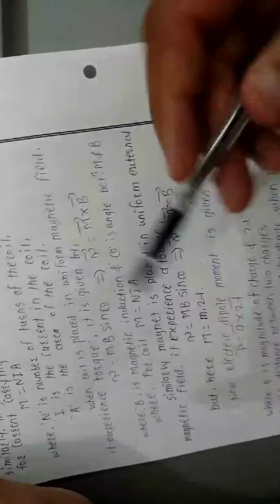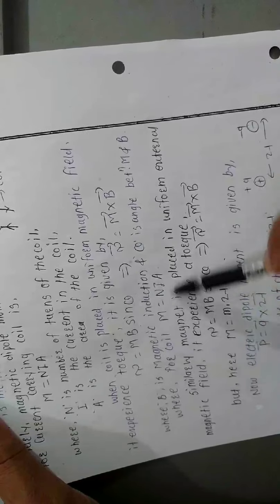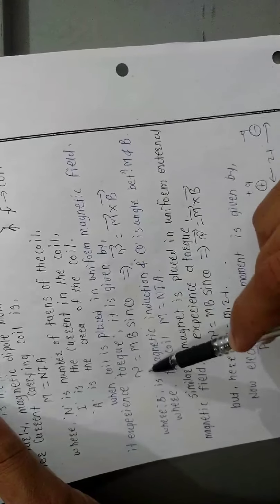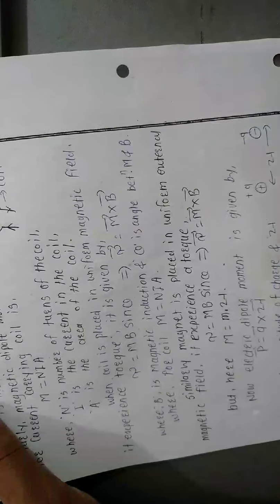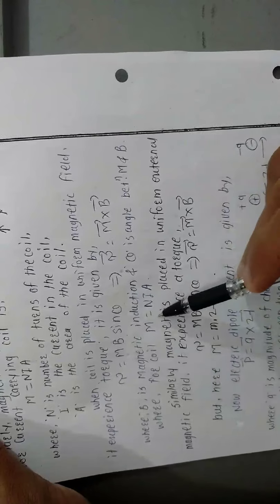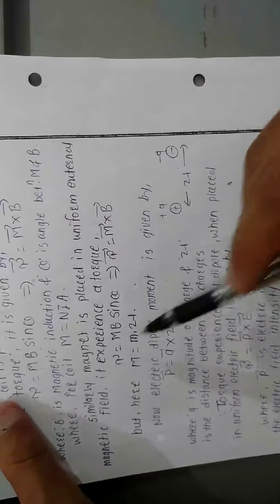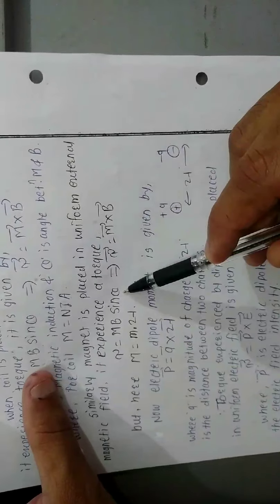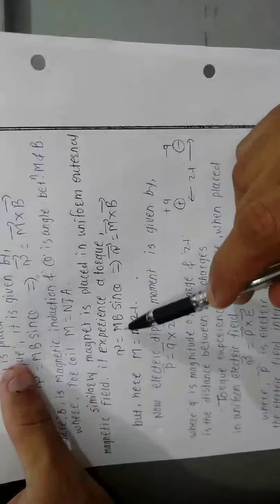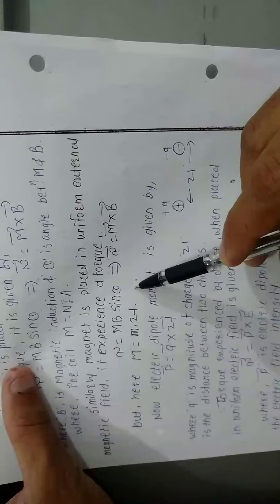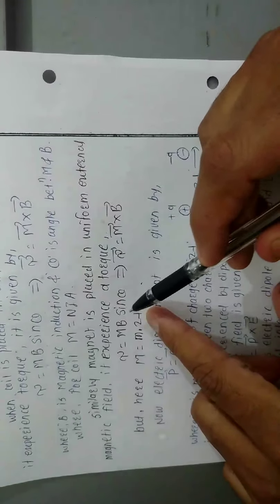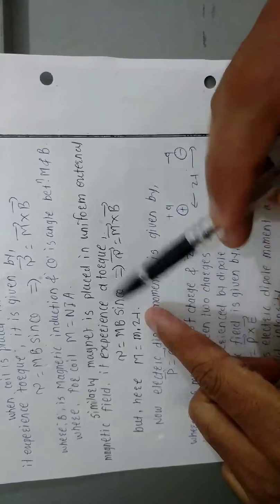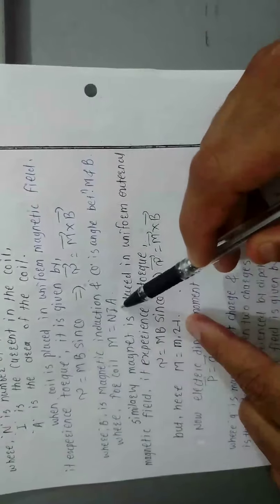Now, this is about the magnetic dipole moment. If this torque is experienced by a coil with current flowing through it, which produces the magnetic field, then the value of M is NIA. The same torque is experienced by a magnet placed in the magnetic field, and in that case the value of M is M times 2L. So the difference is that in one case M is the magnetic dipole moment of the magnet, and in the other M is the magnetic dipole moment of the coil.